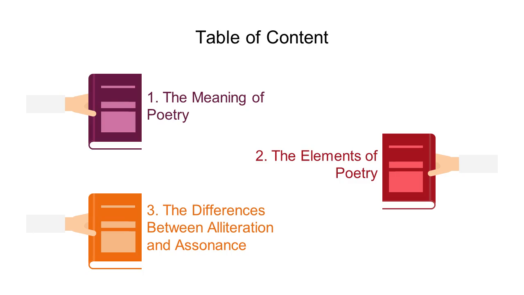Okay, right now I would like to explain three materials. The first one is about the meaning of poetry, the second is about the elements of poetry, and the third is about the differences between alliteration and assonance. Okay, here we go.